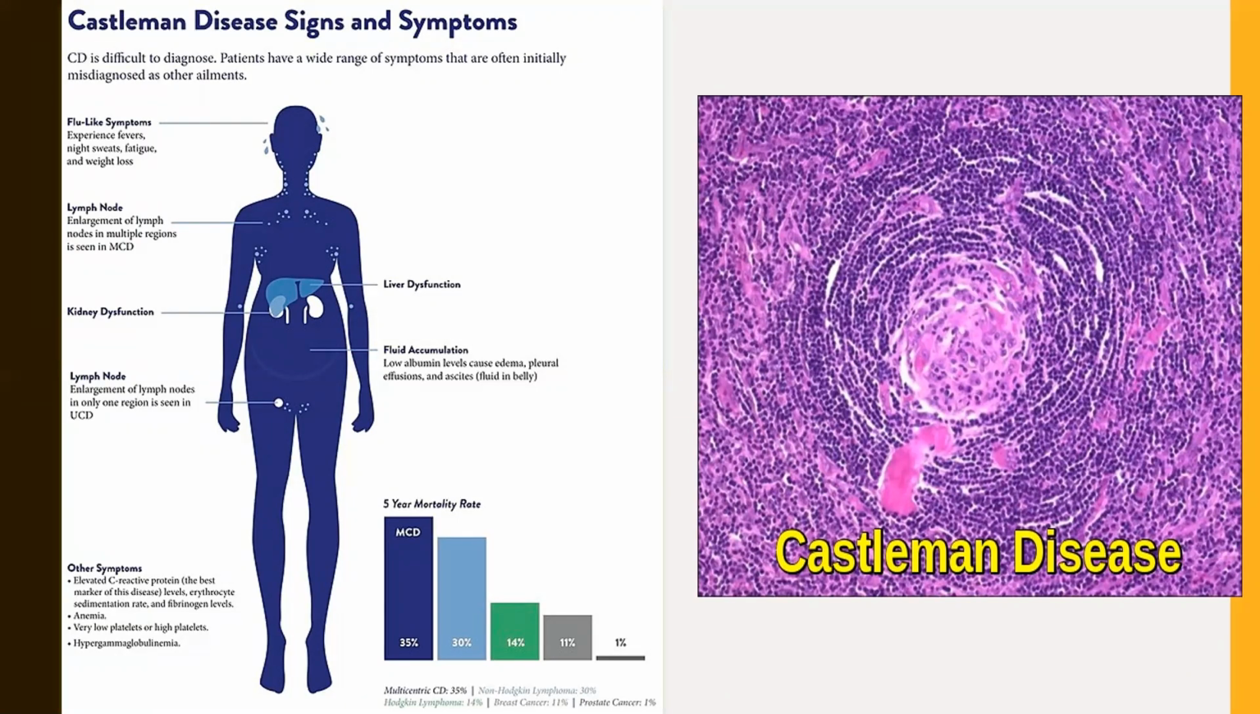Castleman's disease is easily misdiagnosed. That is why this leads to an increased mortality rate. It is not well known because of the lack of research. Castleman's disease is somewhat like ALS. We heard about ALS because of the ice bucket challenge. So little did we know, Castleman's disease is more common than ALS.